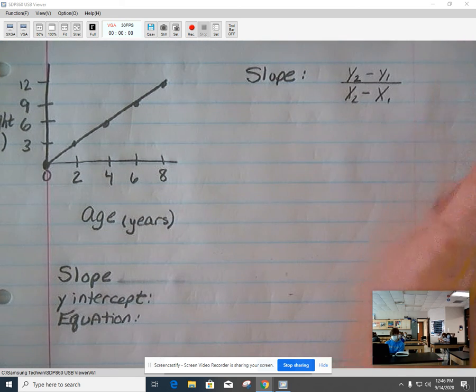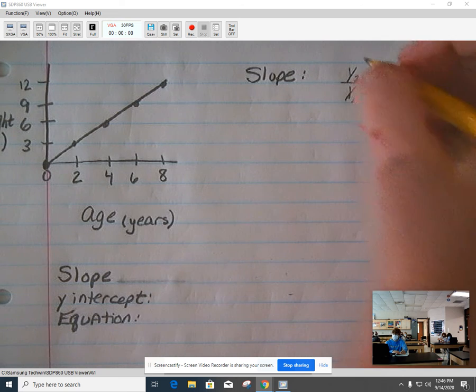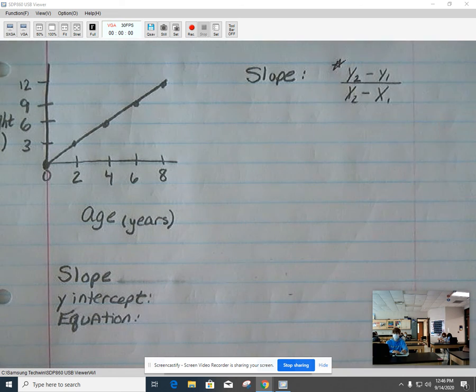Okay, so we have our formula. Remember, I said we're going to be using this a lot. So don't lose sight of this formula. It is critical that you keep that formula.